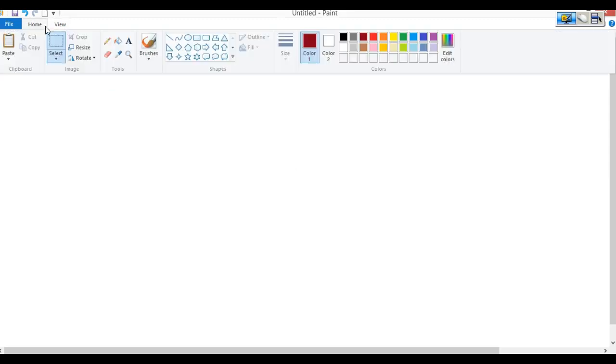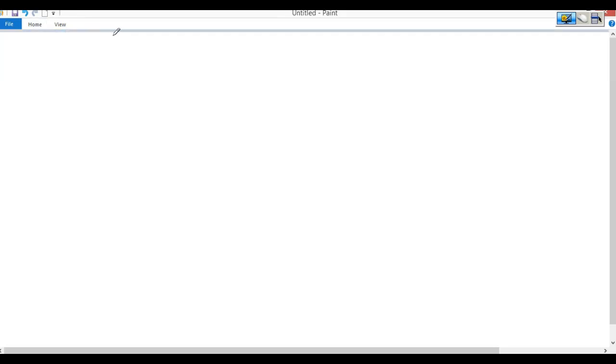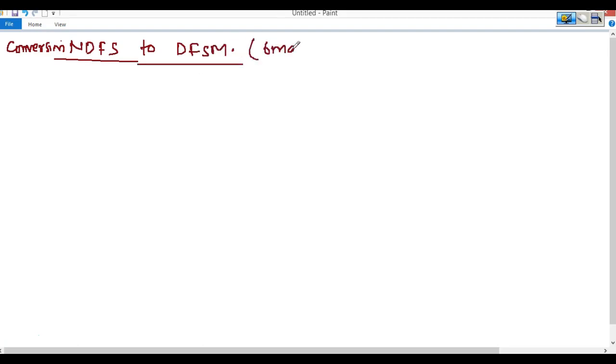Another question may come based on the NDFSMs: conversion of NDFSM to DFSM. This is an important topic, and it is very often asked for 6 marks as per the B2 syllabus, and we'll design some NDFSM conversions to DFSM.